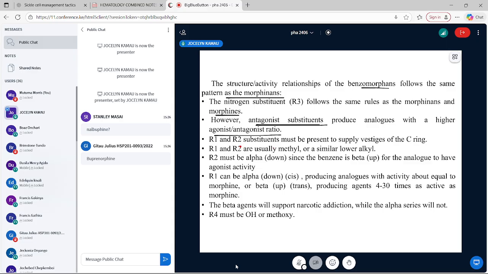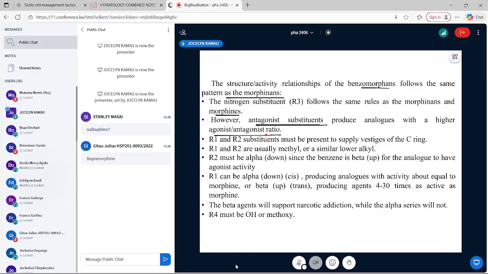The substituents, like where you have mixed agonist-antagonist, then you find for the benzomorphans, the agonist-antagonist ratio is much higher. So even where you have mixed agonist-antagonist, agonist activity is much higher for the benzomorphans than the other compounds.